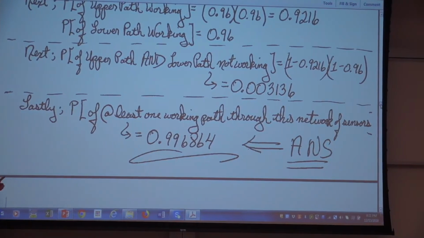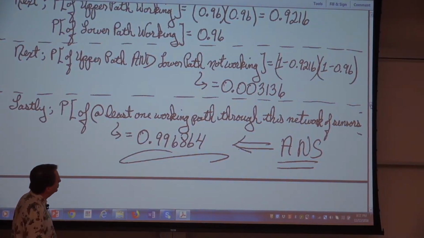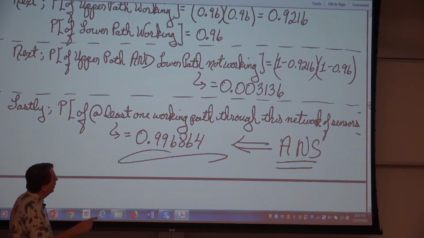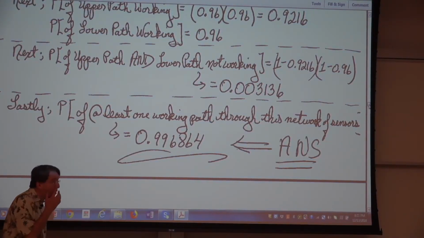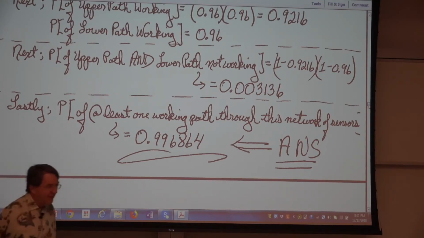The probability of the upper and lower paths not working, 1 minus 0.9216, and then times the quantity 1 minus 0.96. So we get 0.003136. 1 minus that is the probability of that network of sensors working. How do we do? For Alexandra.